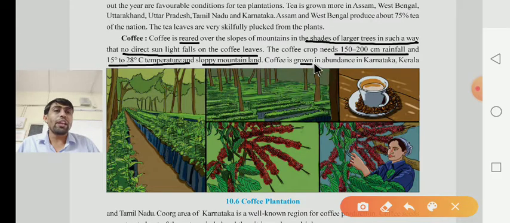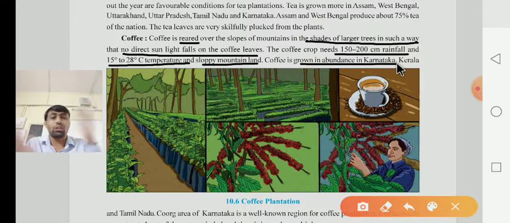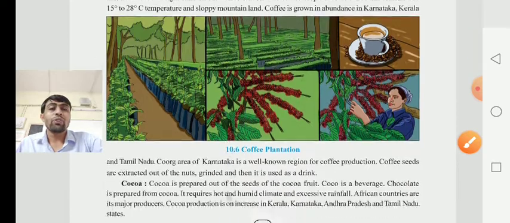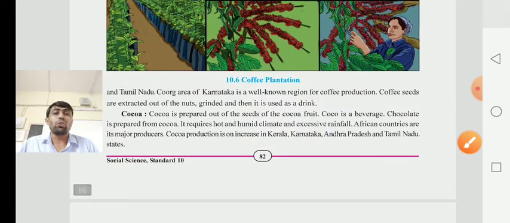Coffee is grown in abundance in Karnataka. Abundance means more production, adhikta, vipulta. More coffee is grown in Karnataka, Kerala and Tamil Nadu. These are all the major states where coffee production is high. After that, they have given the Kodagu area of Karnataka. Which area? The Kodagu area of Karnataka is a well-known region for coffee production.